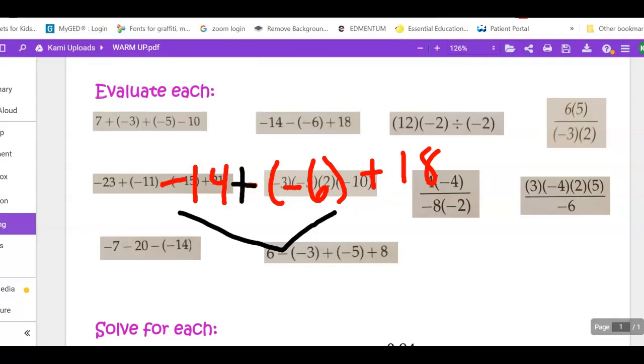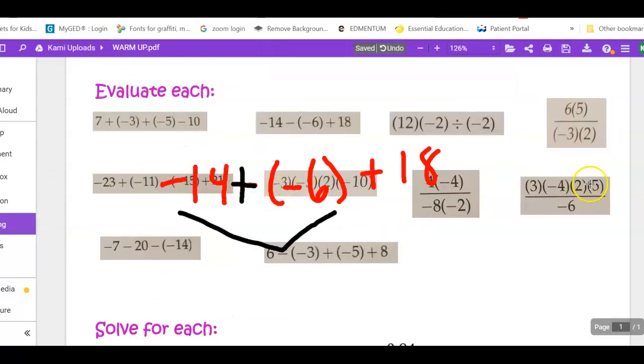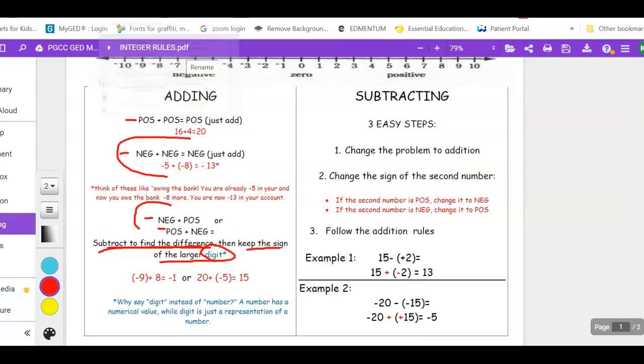Bam. Step 2, change the sign of the second number. If I have a -6, it now becomes +6. There we go. And last step, step 3, follow your addition rules.